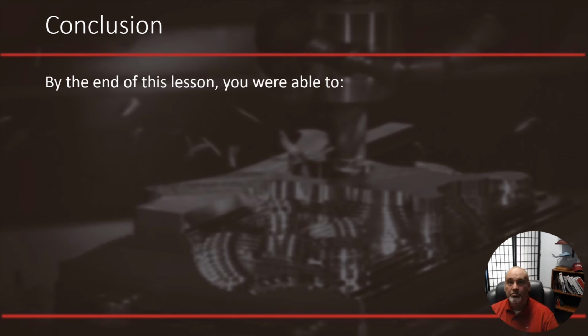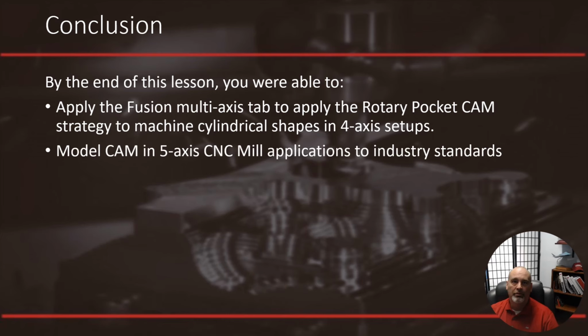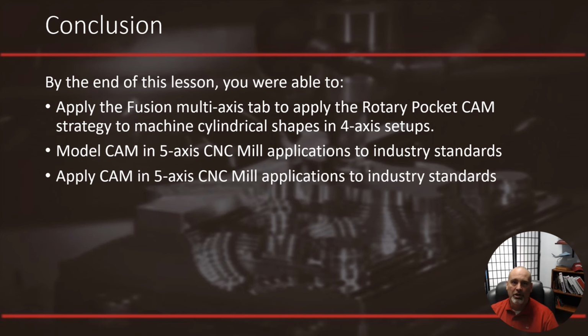In conclusion, by the end of this lesson, you were able to apply the Fusion multi-axis tab strategy to apply the Rotary Pockets CAM strategy to machine cylindrical shapes in a 4-axis setup. You are able to model in 5-axis CNC mill applications to industry standards and apply CAM in 5-axis CNC mill applications to industry standards.